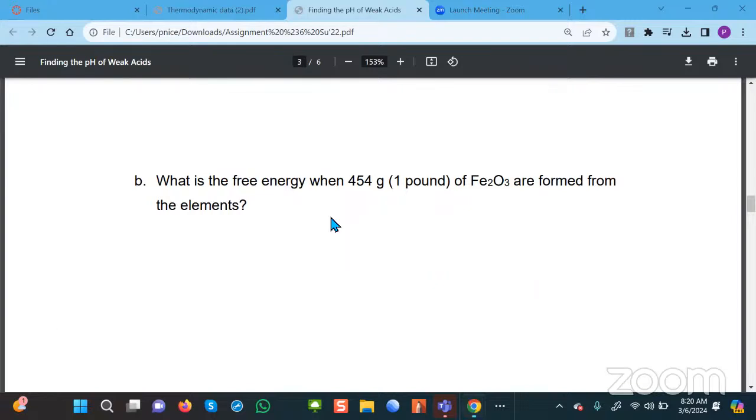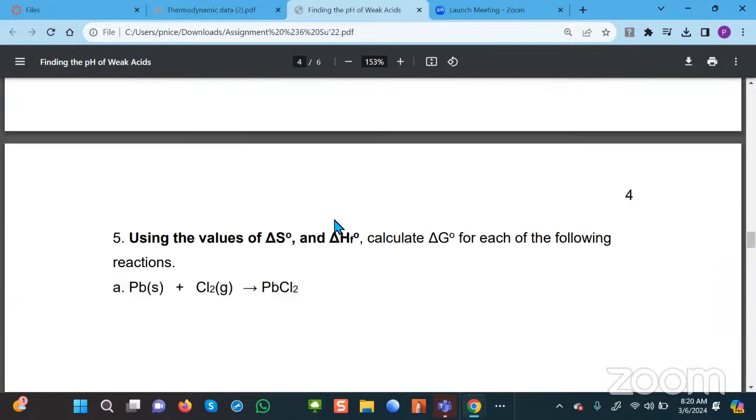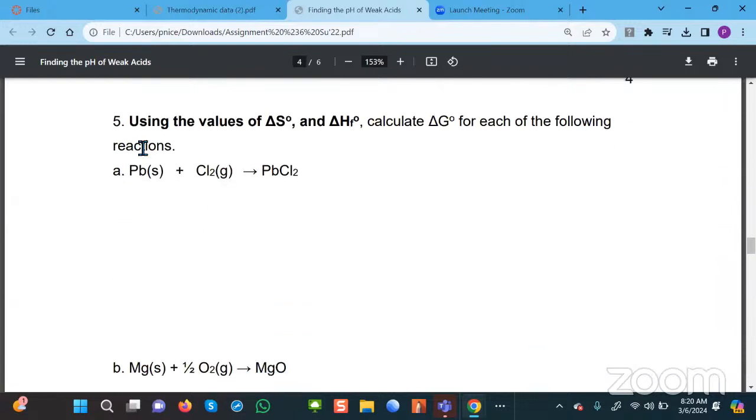Scroll down. Okay, now in this case, it says using the value of delta S and delta HF, enthalpy of formation standard, calculate delta G for each of the following. So even though you can actually look up the delta G values and calculate it based on that, that's not what the question is asking for. The question is asking for you to use the values of delta S and delta HF to calculate delta G standard for the following. So what I'm going to do is just do the work for one, show you how to do one, and you're going to use that same process to do the others.